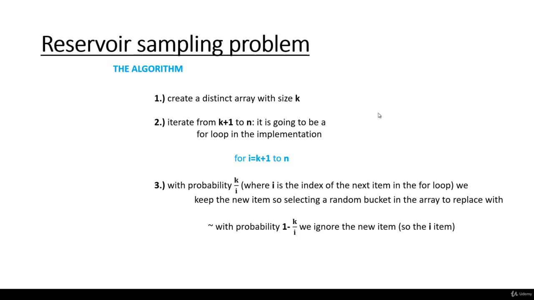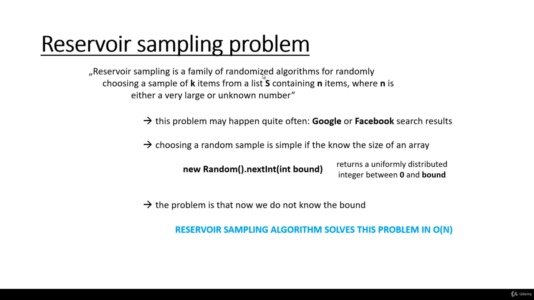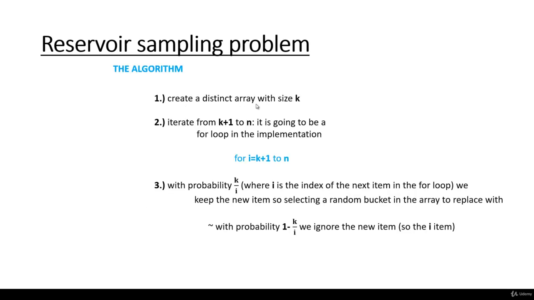So what does it mean? That we are going to consider all the items as far as the original S array is concerned. And we are going to replace a given item with the index i with a random value from the reservoir array. And this probability is going to be k divided by i. So with probability k divided by i, we keep the new item and we are going to store that given item in the reservoir array, or with probability 1 minus k divided by i, we are going to ignore that given item with index i.